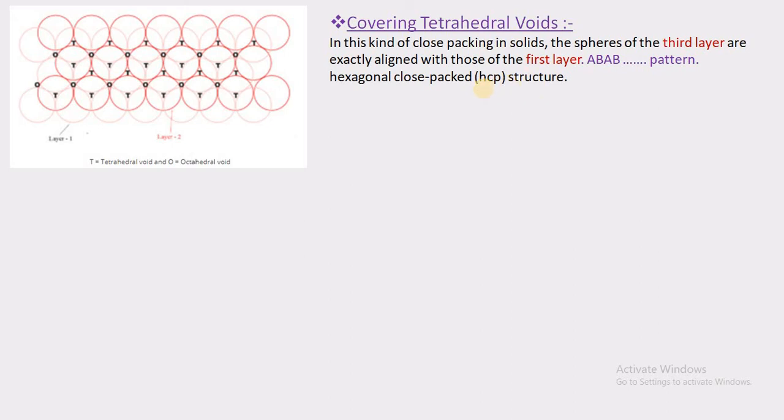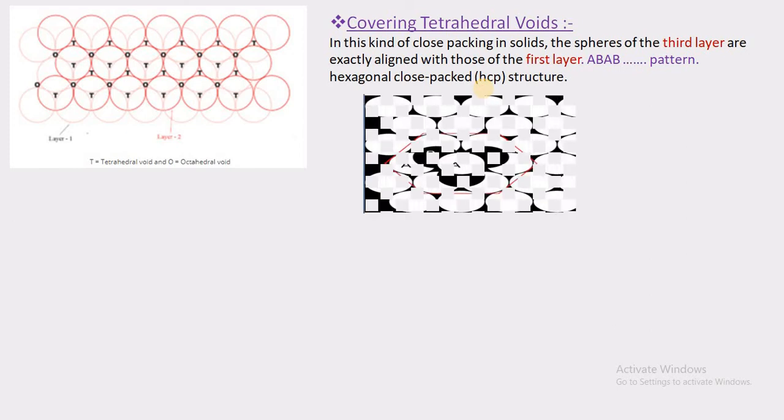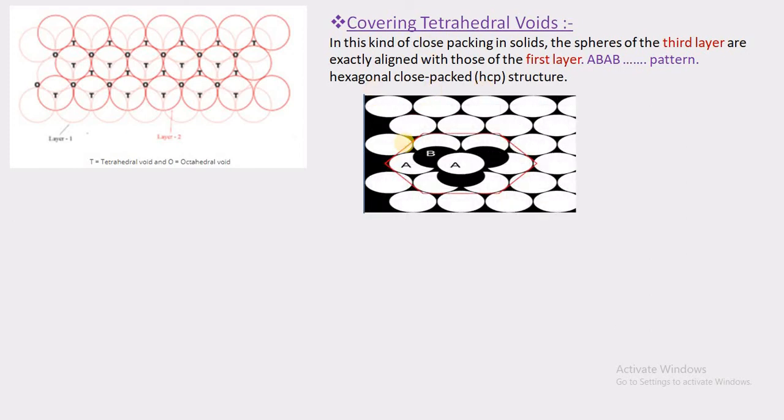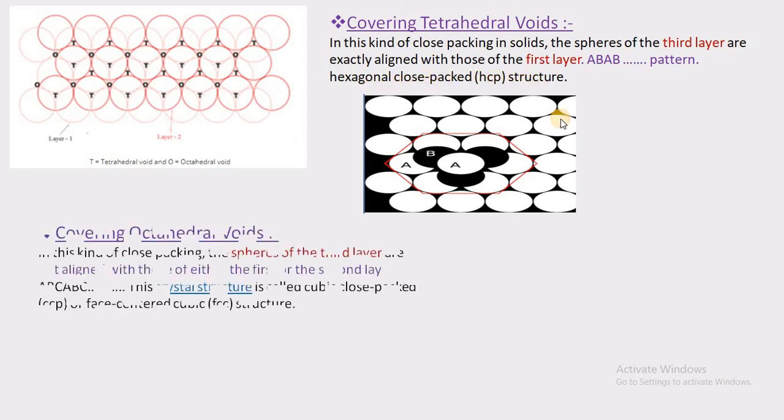In this we are covering tetrahedral voids like this. The first layer is A, the second is B, and the third is again A. Hence it is known as ABA type of arrangement, and the resulting structure is known as hexagonal close packed, HCP structure.